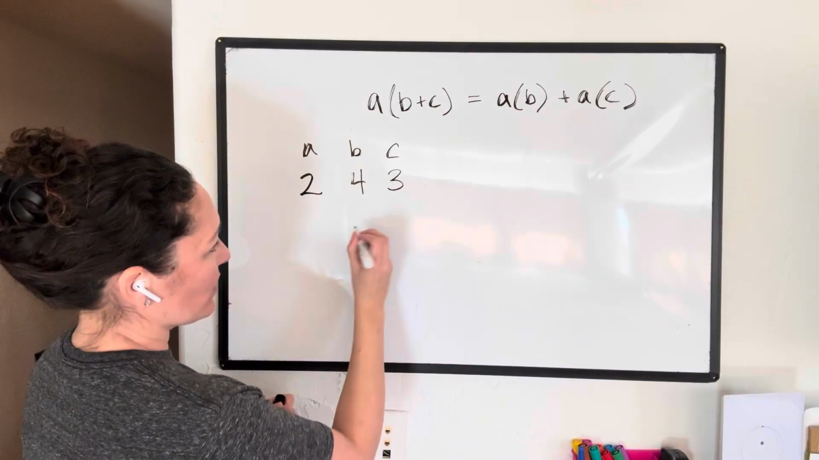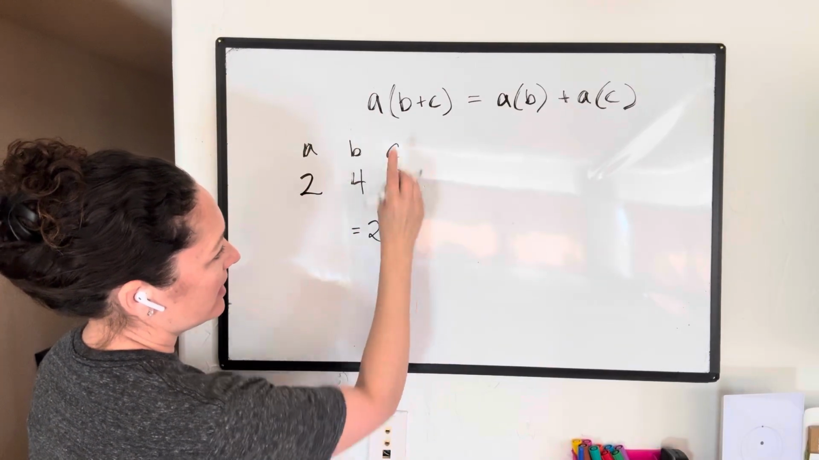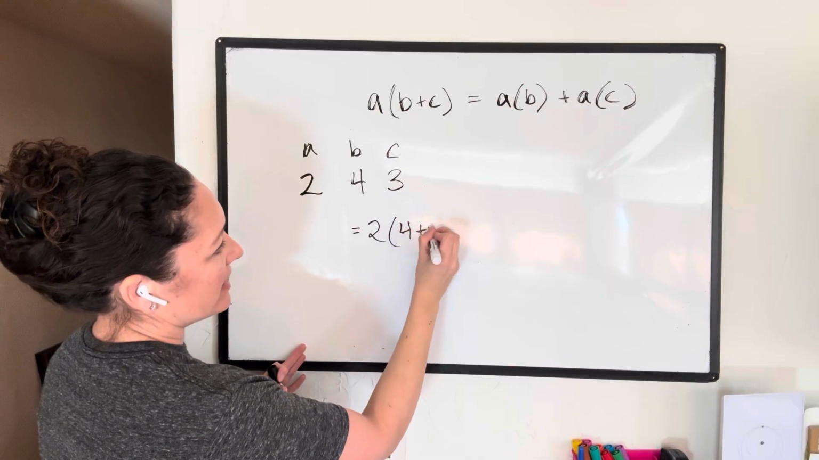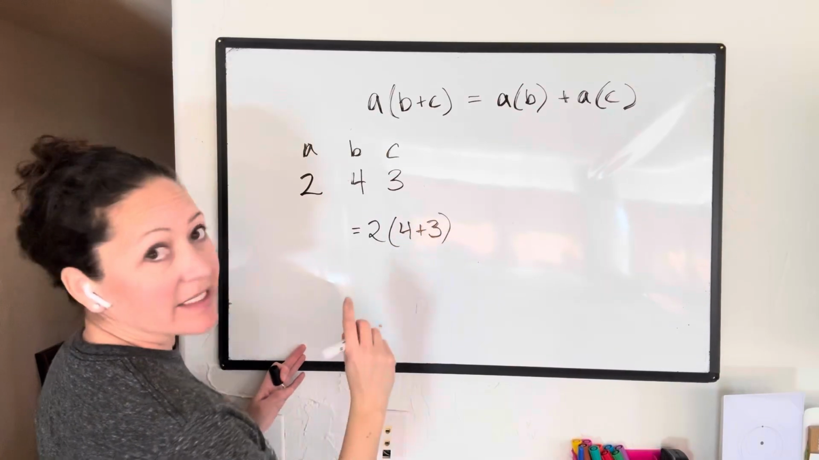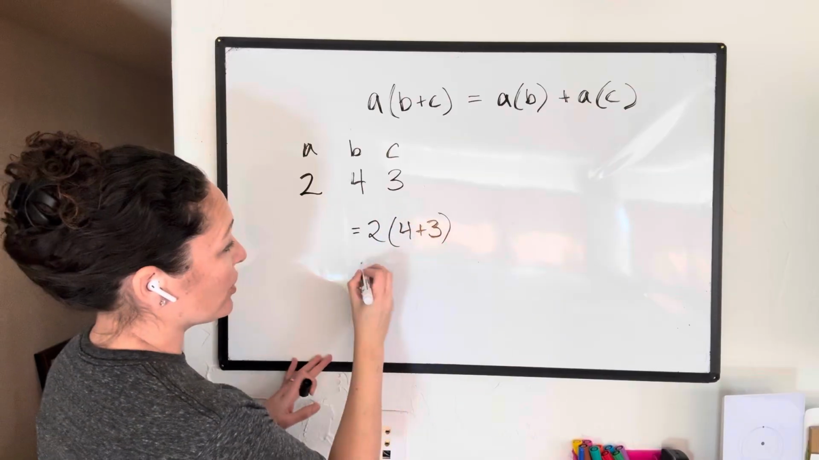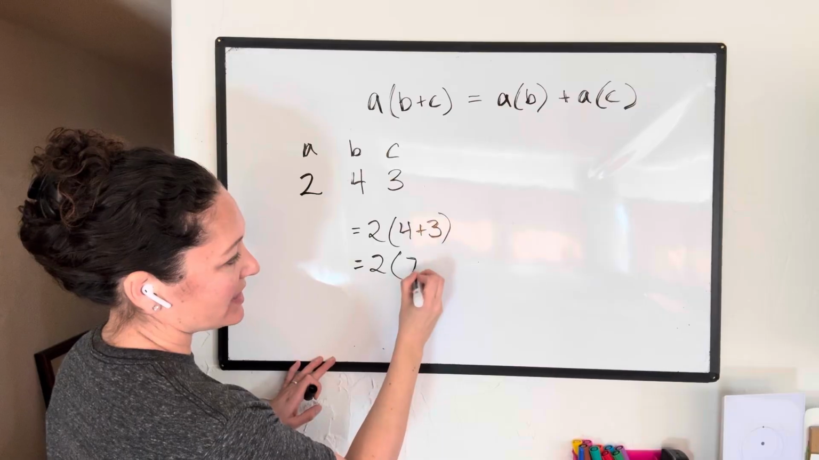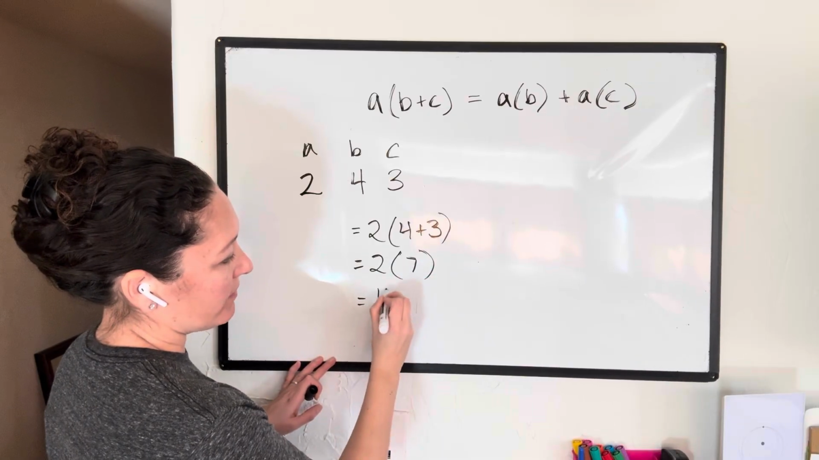Okay, so they can write this out and they can say this is A, B plus C. And I have some kids that'll say, can't we just add what's in the parentheses? Sure, you can, totally. So then that's 2, and 4 plus 3 adds up to 7. So 2 times 7 is 14.